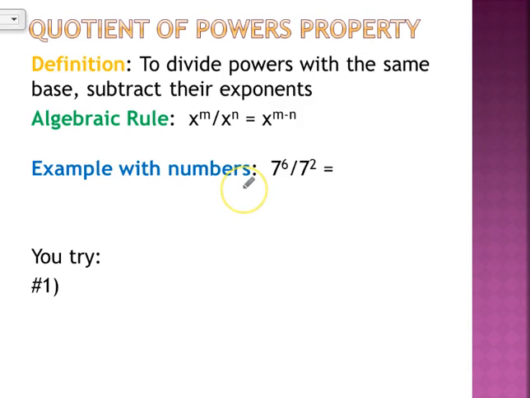Okay. Quotient of powers properties. So what happens when we have the same base raised to different exponents and we're dividing the two numbers? So remember when we multiplied same bases with an exponent, we added the exponents. Now when you're dividing, you're going to subtract. So here, when we're dividing, you're going to subtract the two exponents. That's the difference here: when we're dividing with the same base, we subtract the exponents.